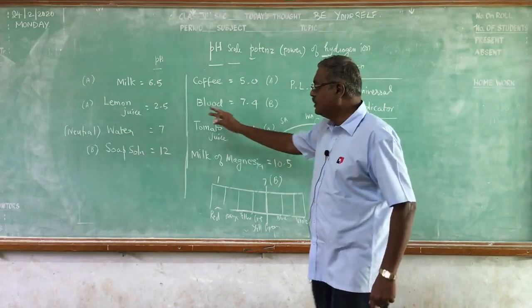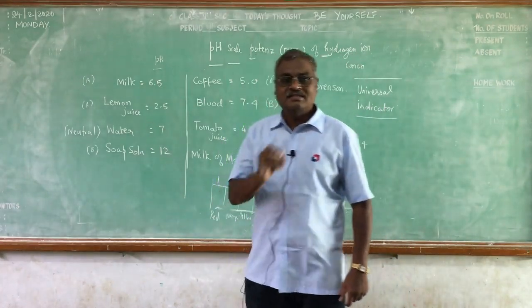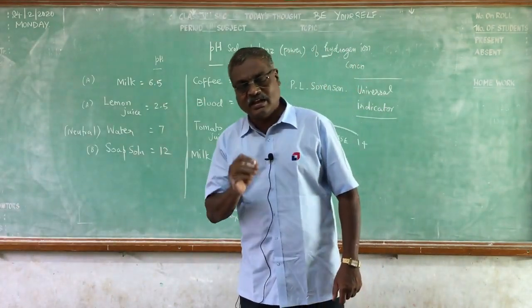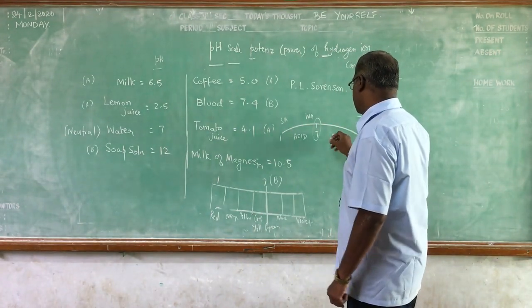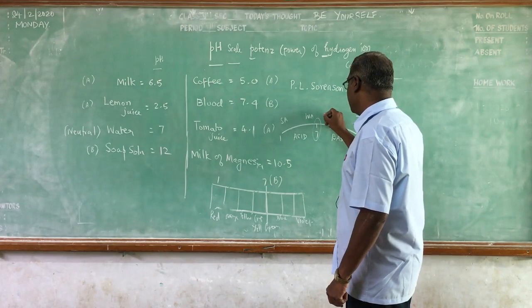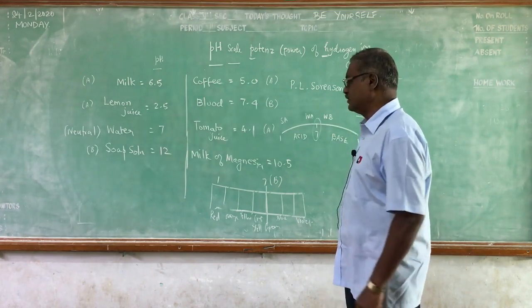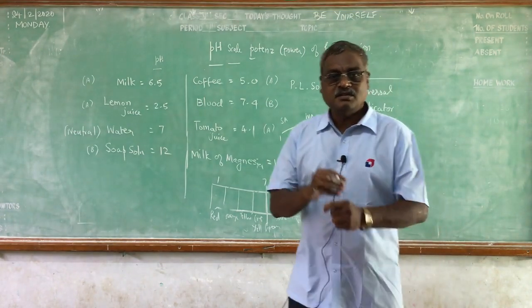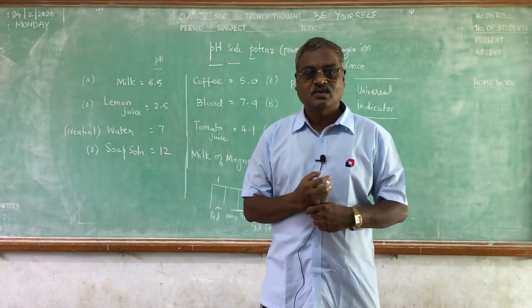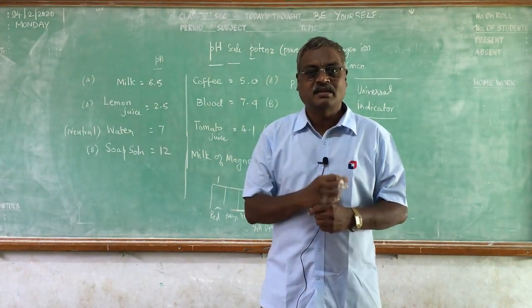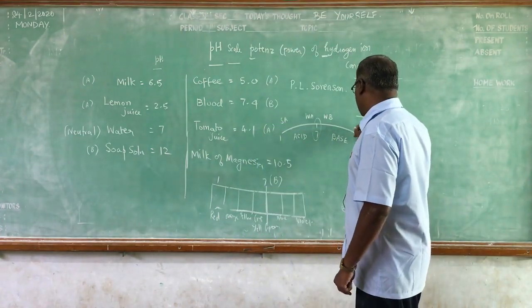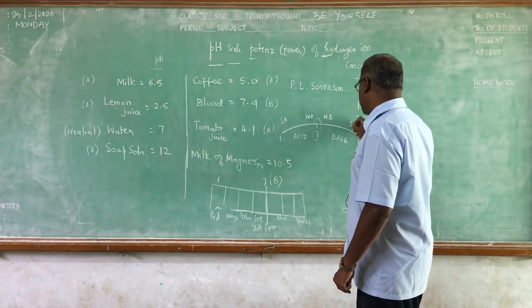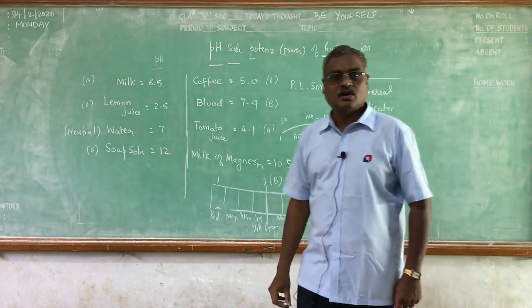Normally, natural acids like citric acid are weak acids. Now bases: if the pH is nearby 8, then we can say it is a weak base. A weak base will not dissociate easily. Ammonium hydroxide is a weak base; it will not dissociate properly. Then when the value comes nearby 14, it is a strong base.